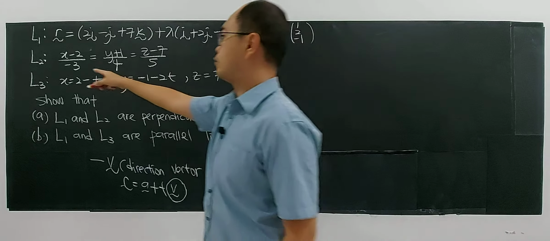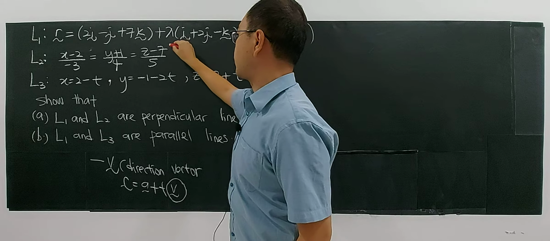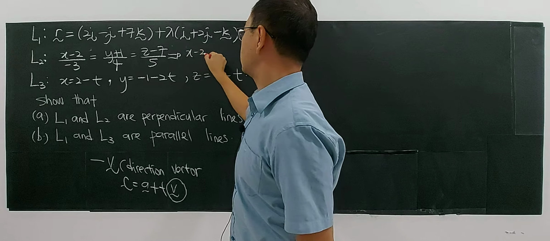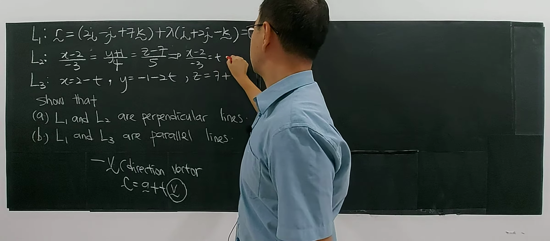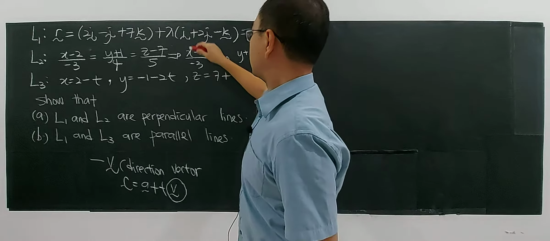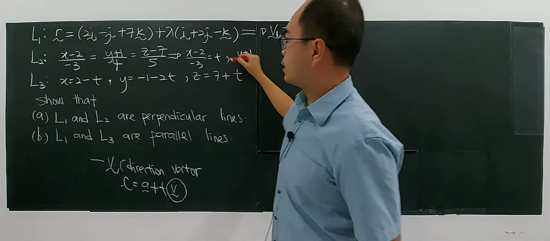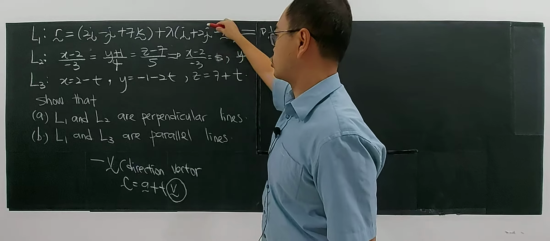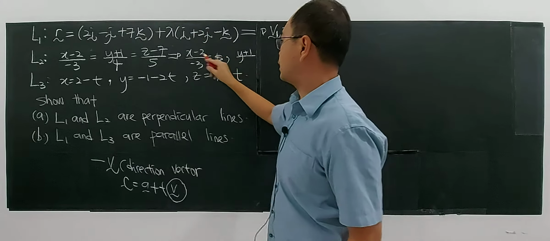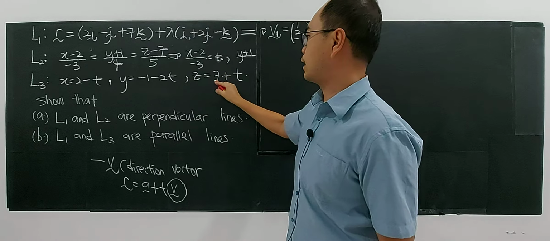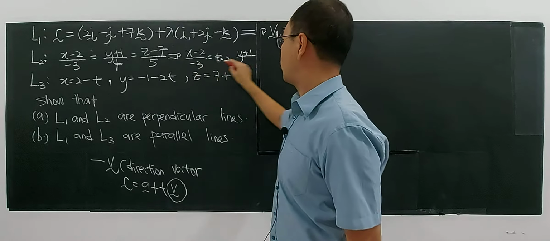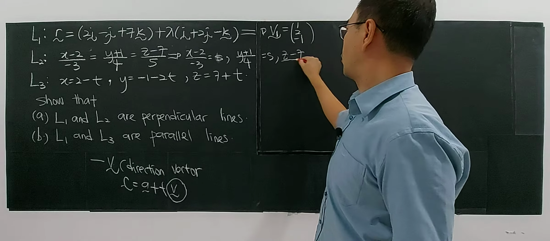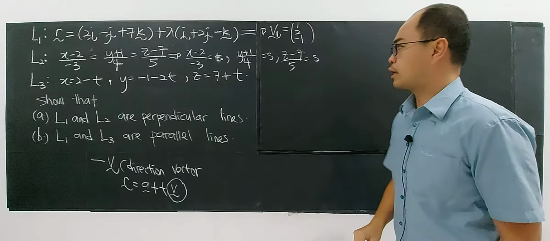For the direction vector of line 2, you can rewrite it in parametric form. By writing (x minus 2) over -3 equals t, and since t is already used and lambda is used, I will let this be s, to show these are three different lines. So the parameter for line 1 is lambda, for line 2 it will be s, and for line 3 it will be t. So (y plus 1) over 4 equals s, and (z minus 7) over 5 equals s.